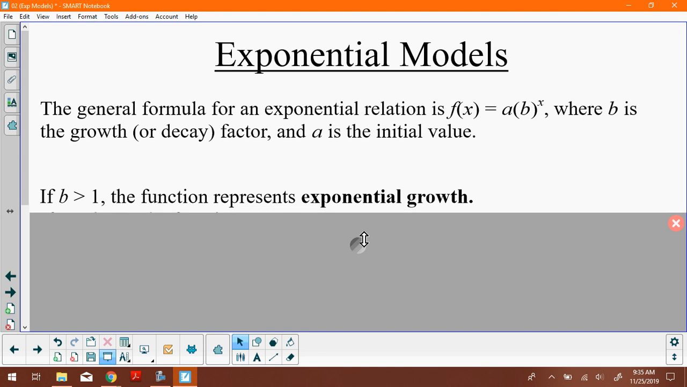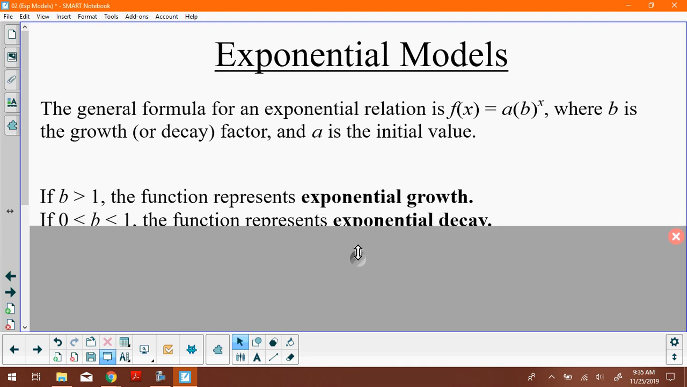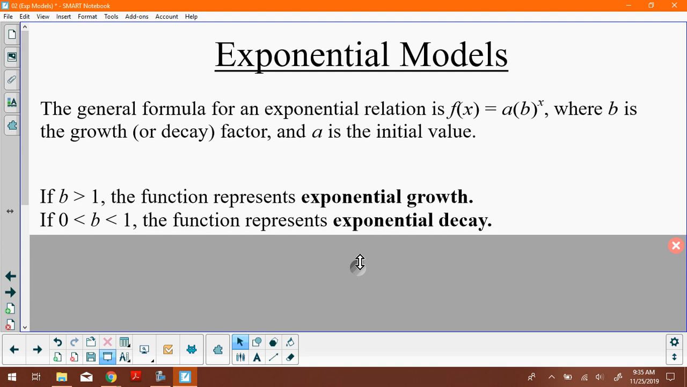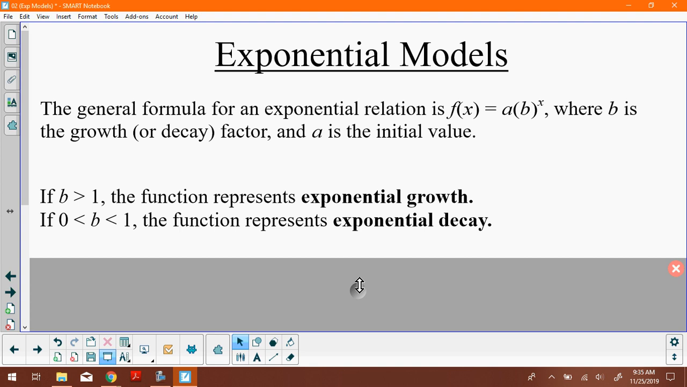Then this next part is again stuff that we talked about a bit on Friday. If your base is bigger than 1, then your function is going to be exponential growth. The function will increase from left to right. If the base is between 0 and 1, then we have exponential decay.